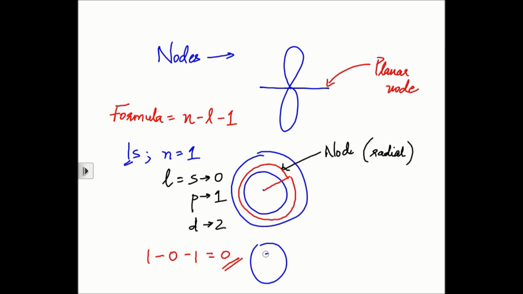Do you follow that? But as soon as you move to the 2s level, for the 2s level, n happens to be 2. L continues to be 0 because I am talking about the s orbital. And you subtract 1 from this, you get 1 radial node. You get 1 radial node. So how is the 2s orbital going to look? It's not going to look like that. It's going to look somewhat like this.